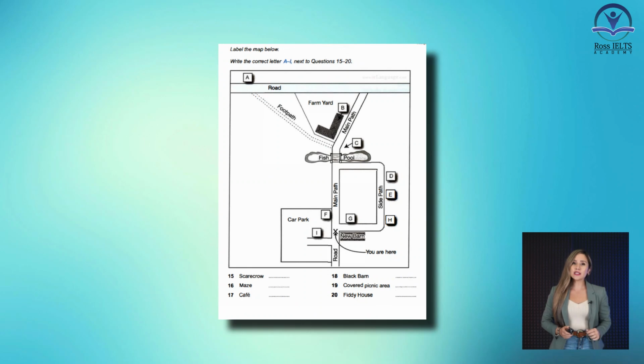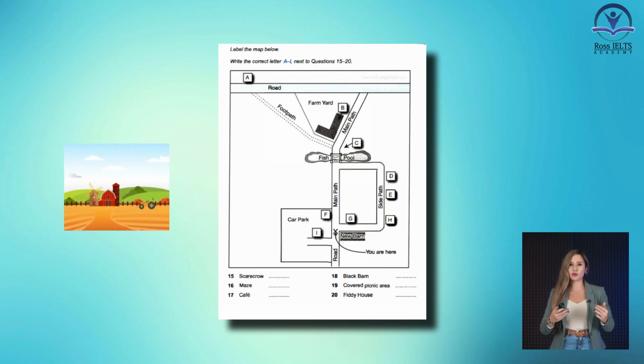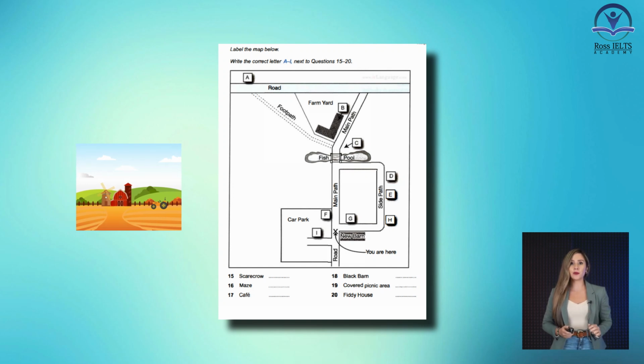Okay, as you see here, we have a map. You will also see something like this on exam day. As you can see, the question says, label the map below. Write the correct letter A to I next to questions 15 to 20. This is the map of a farm, and I know it since it was mentioned in the previous part of the question, so you will also know it on exam day, don't worry.